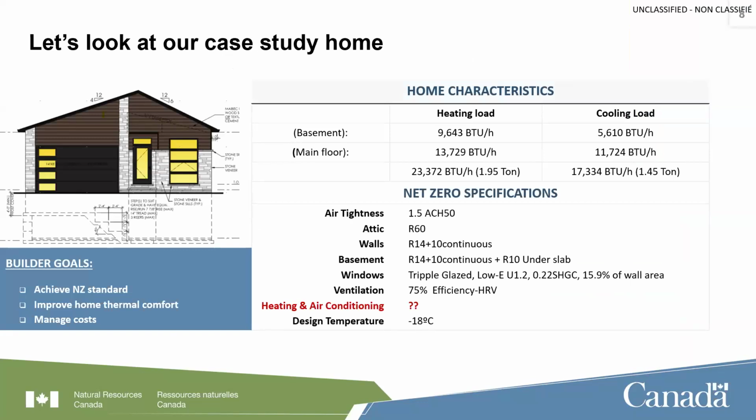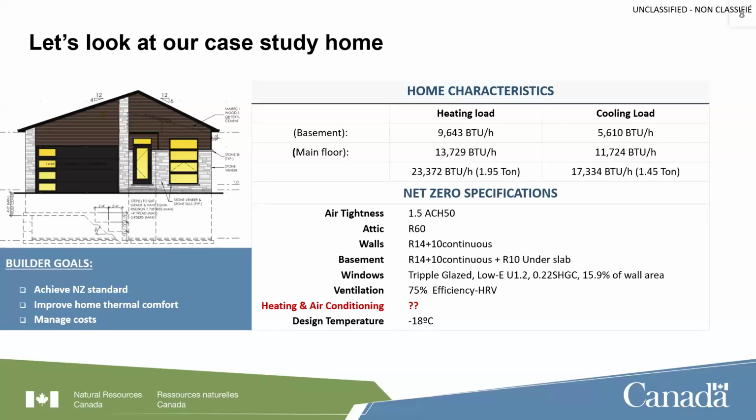This was a house where the air tightness they were aiming for was at least 1.5 or better. So that's what the heat loss and gain calculations took into account. They used R60 insulation in the attic, R14 plus R10 continuous on framed exterior walls above grade, and then R14 plus R10 continuous insulation below grade on a concrete wall with R10 under the concrete slab. They used triple glazed low-E windows with a U value of 1.2 and a solar heat gain coefficient of 0.22, covering about 16% of the wall area, as well as a 75% efficient HRV.